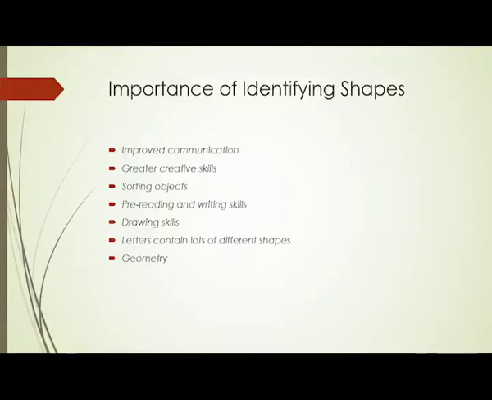Importance of identifying shape. Why do I think my child needs to identify a shape? Why does my child need to know what a circle or a square or a triangle is? This improves communication. It grows creative skills for the child. They sort objects easier. Pre-reading and writing skills. Drawing skills. Letters contain lots of different shapes and geometry. That is why shapes are important to be able to identify.